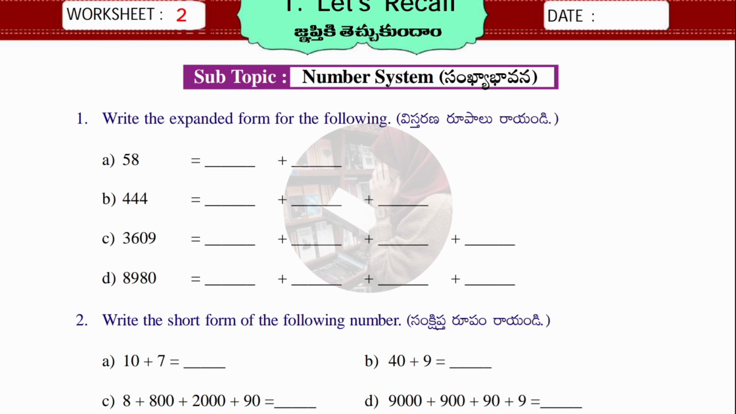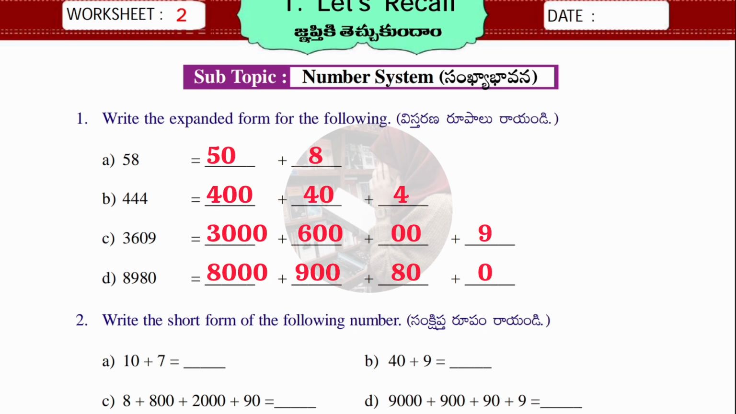Okay, let's see. First number is 58. 58 can be written as 50 plus 8. Okay, next number is 442. So this can be expanded as 400 plus 40 plus 4. Next third one, 3609 can be written as 3000 plus 600 plus 00 plus 9. Fourth one, 8980 can be written as 8000 plus 900 plus 80 plus 0. Are you getting my point, guys? Okay, if you don't understand, please pause it, go back and listen to it once again, then you will understand.